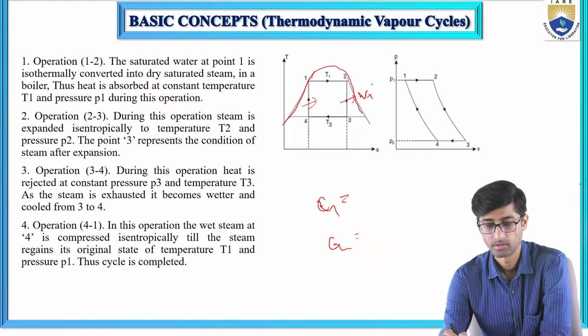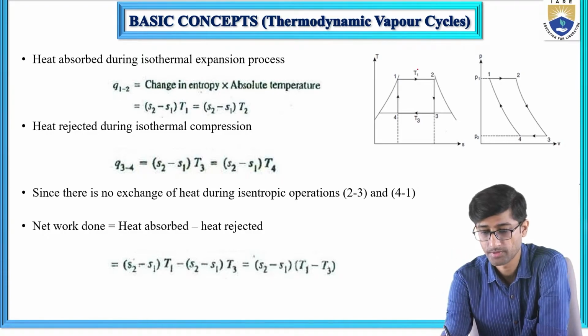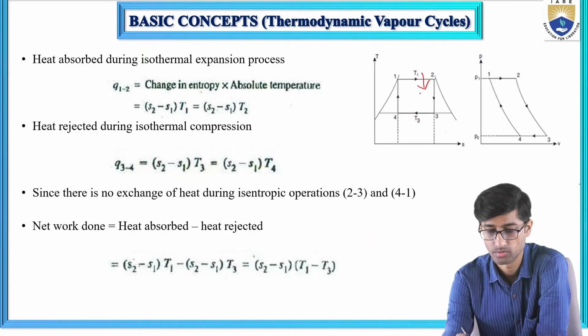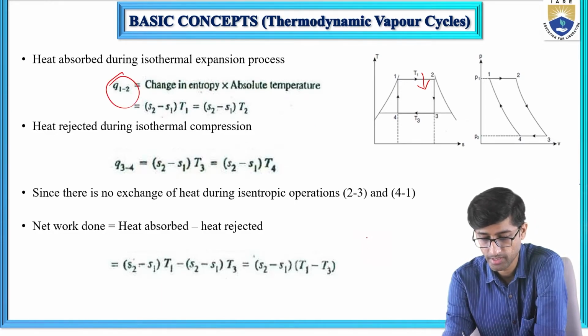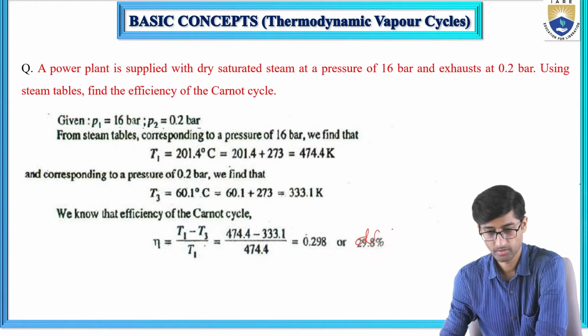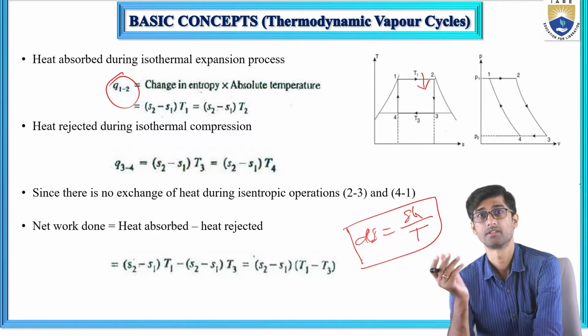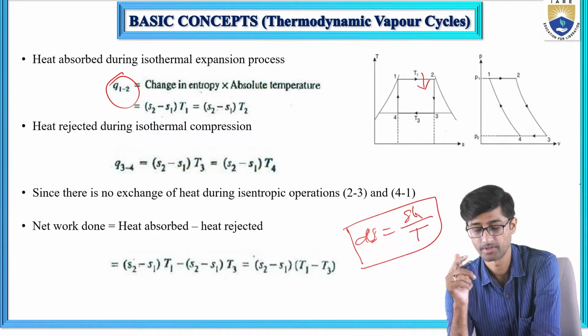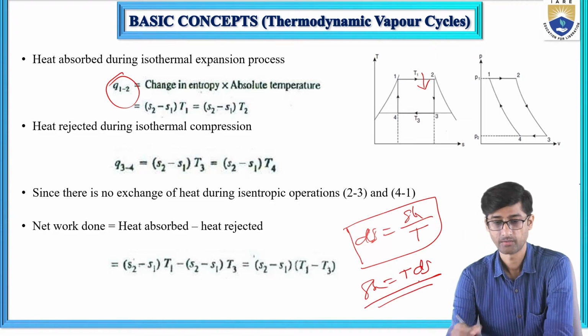Now, how to calculate the efficiency of the Carnot cycle? First, how to calculate the heat absorbed? Suppose here it is heat absorbed, let's say Q12, right? We know the entropy change is equal to heat transfer divided by temperature. This we already know from thermodynamics: the change in entropy is equal to heat transfer by temperature. So heat transfer is equal to T into ds, temperature into entropy change. That we are using here.